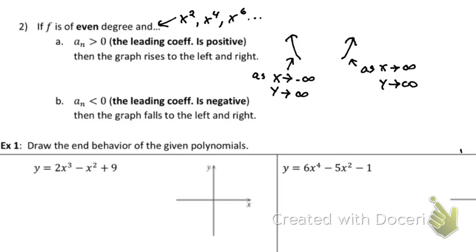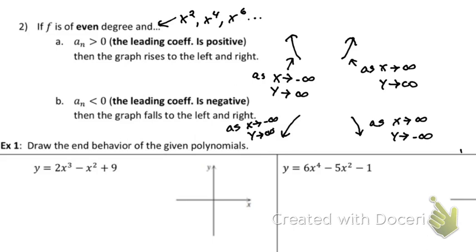All right, if our lead coefficient is negative, it's just both going down. So as x goes to infinity, y goes to negative infinity. And for this one, I didn't leave myself much room, so let's put it over here. As x goes to negative infinity, y goes to negative infinity.